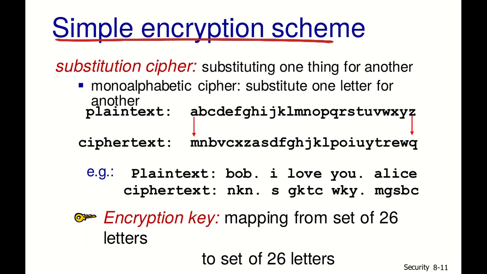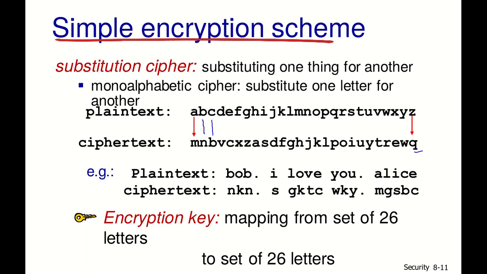So, for example, in these slides, the alphabets A, B, C, D, E until Z are matched with another set of letters M, N, B, V, C, X. So A is matched with M, B with N, C with B, and so on and so forth until Z with Q. The key to decrypt this scheme is to understand the patterns. Basically, you have to make a lot of guesses. What are the actual words?